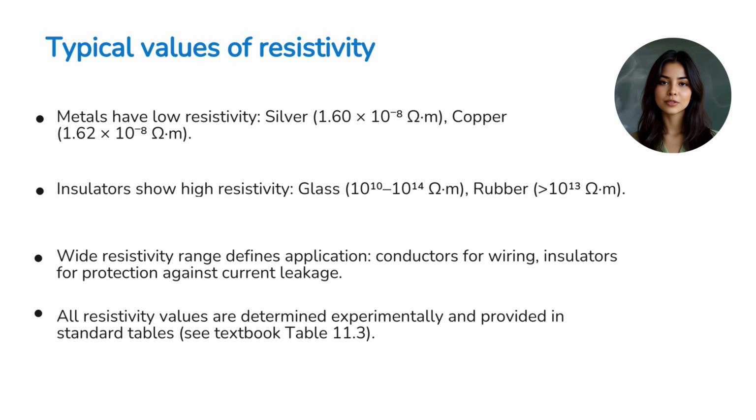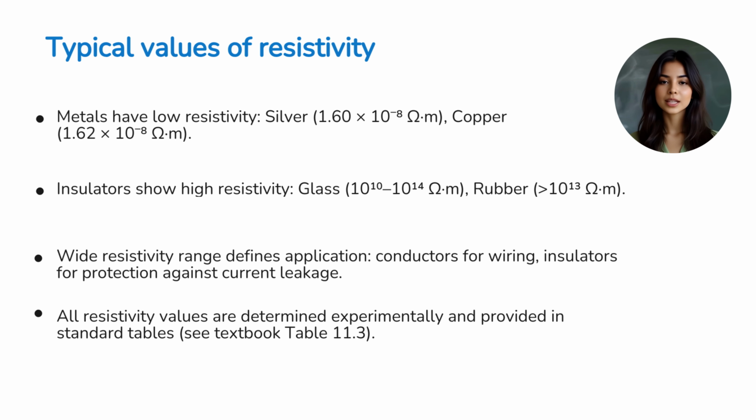Materials like glass have resistivity ranging from 10 to the power 10 to 10 to the power 14 ohm meter. And rubber? Even higher, above 10 to the power 13 ohm meter. That's huge compared to metals. No surprise they're used to coat wires and prevent current from escaping.